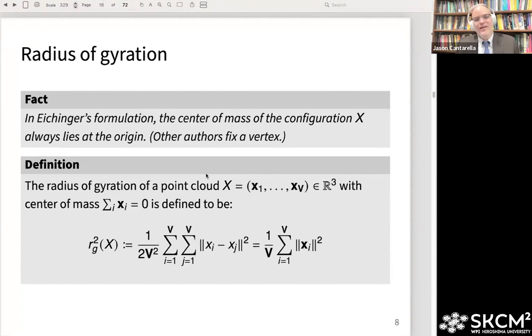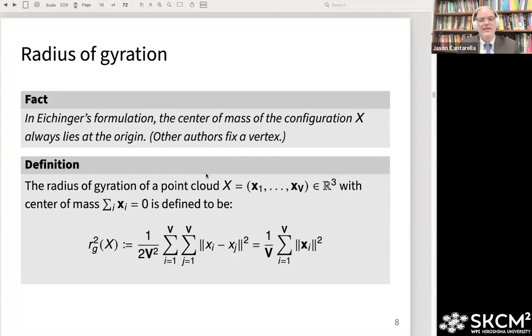So, okay, back to physics and chemistry. And I will now speak in a much less abstract way. So if we go back to Eichinger's formulation of James-Guth's phantom network theory, in Eichinger's formulation, the center of mass of the configuration lies at the origin. James and Guth tended to fix a vertex somewhere, but Eichinger and in some papers, Flory like to keep the center of mass at the origin.